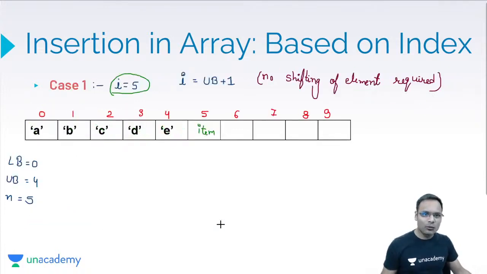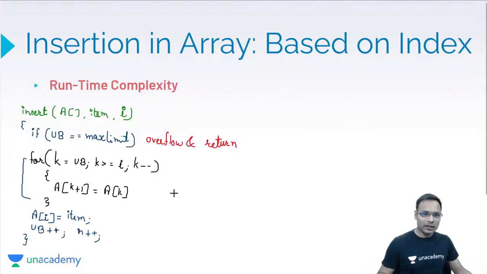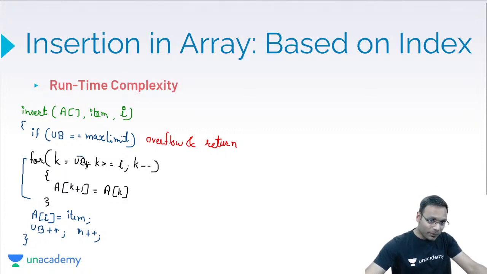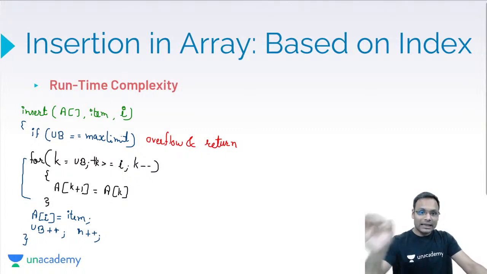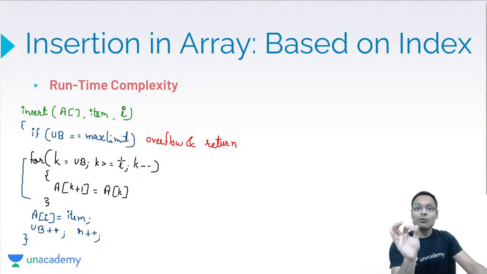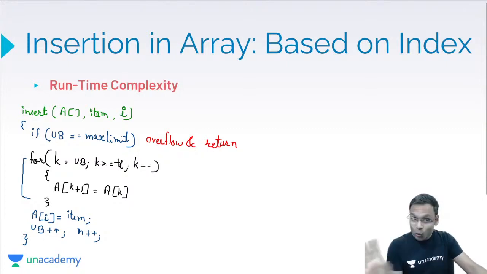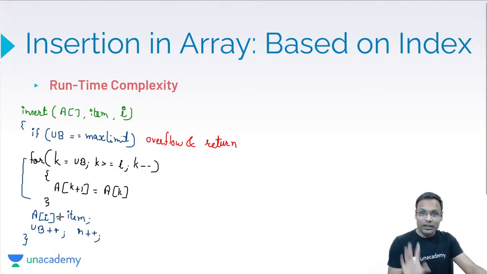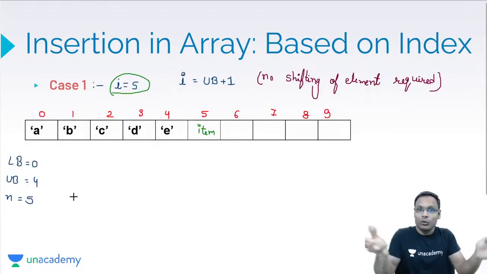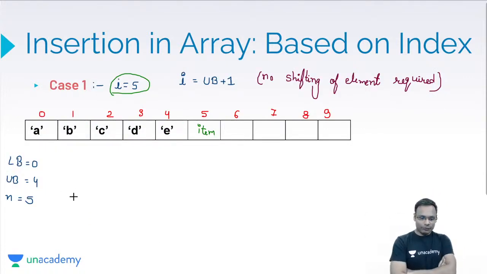Suppose I am checking case number 1, where I is given as upper bound plus 1. When I is equal to upper bound plus 1, look at this, k equals upper bound. K greater than or equal to I, that is, upper bound greater than or equal to upper bound plus 1, no, false. So there is no shifting. Yes, in case 1 we don't have any shifting.